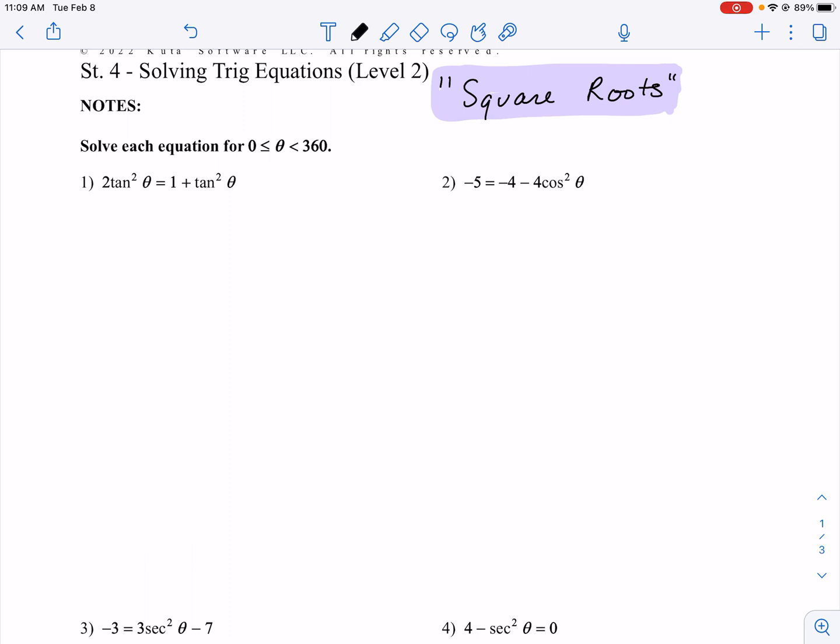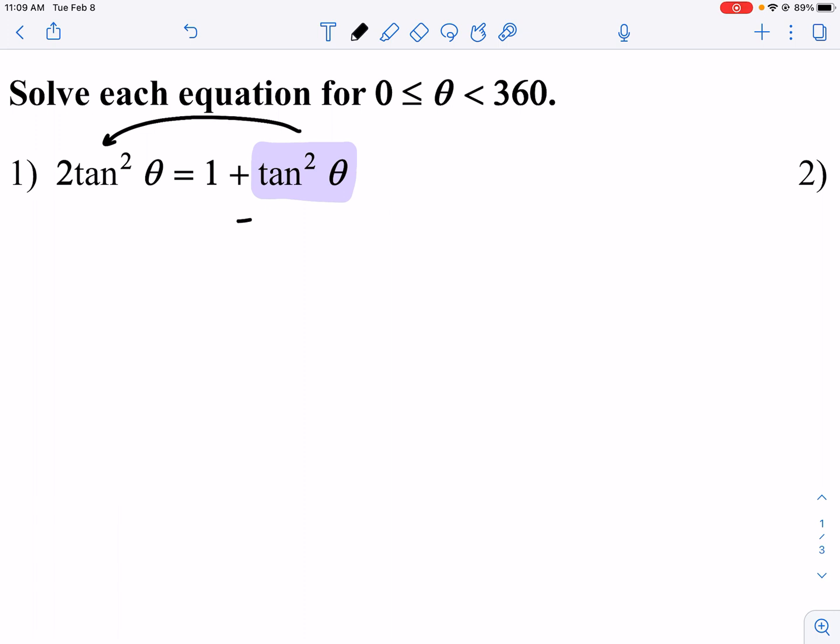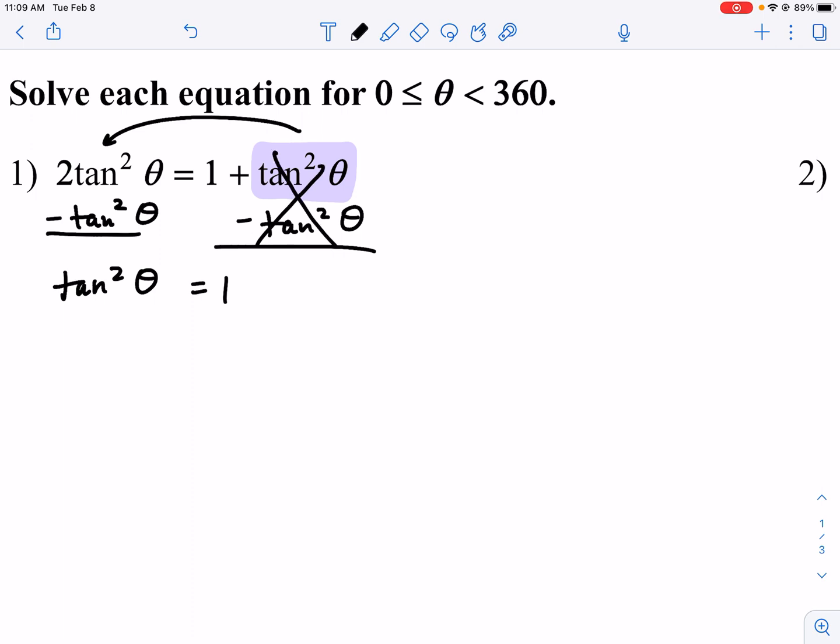So if we look at question 1, remember our intent is to take the square root, and to do that we need to isolate the square. So how we're going to do that is we're going to move this tangent function over to the other side. My intent is always to make the tangent or the squared term always positive. So I'm going to move it to the left because it'll be positive then. So I'm going to subtract tangent squared from the right to the left. This is just like combining like terms, if you would. So you would have 2 minus 1, which is 1 tangent squared theta, equal to 1 because this canceled.